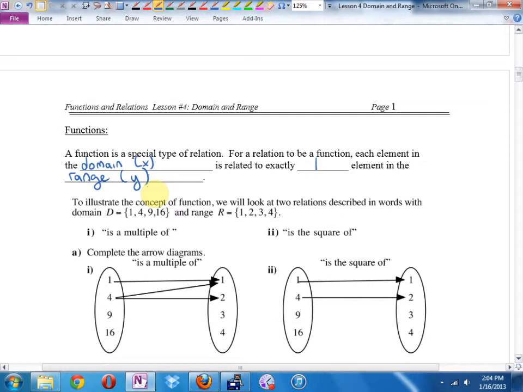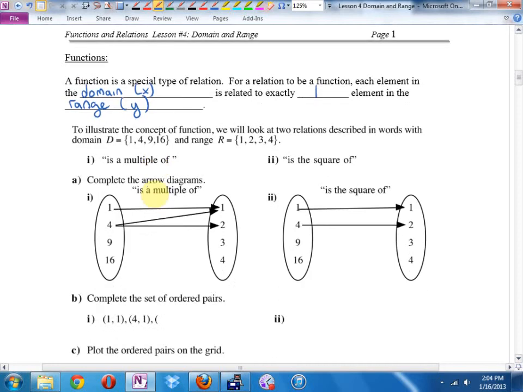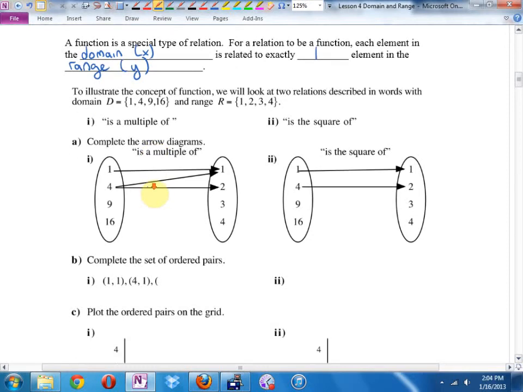To illustrate this concept, we're going to look at two relations described in words. For a domain, we're going to use the numbers 1, 4, 9, and 16. And for a range, we're going to use the numbers 1, 2, 3, and 4. And I'm going to give you two different relations, two different rules. The first rule is, is a multiple of.